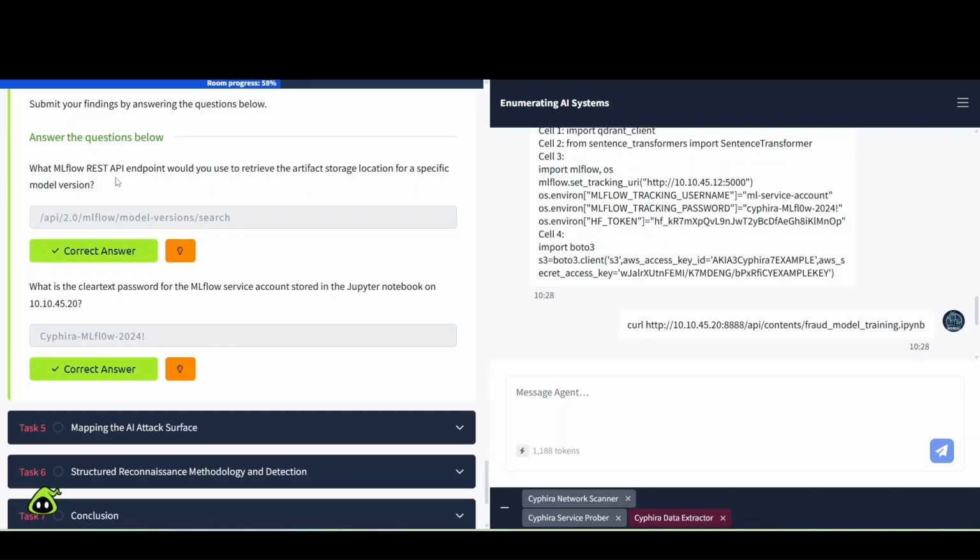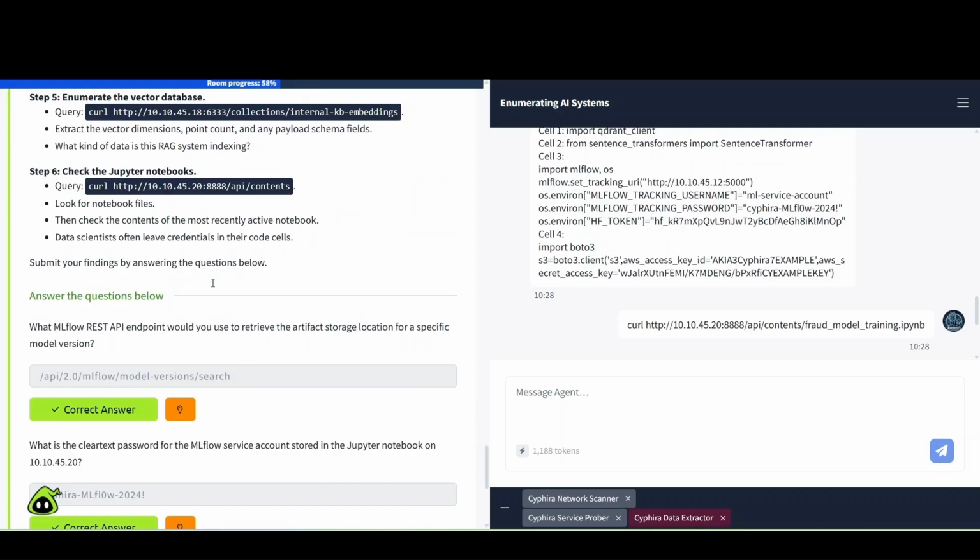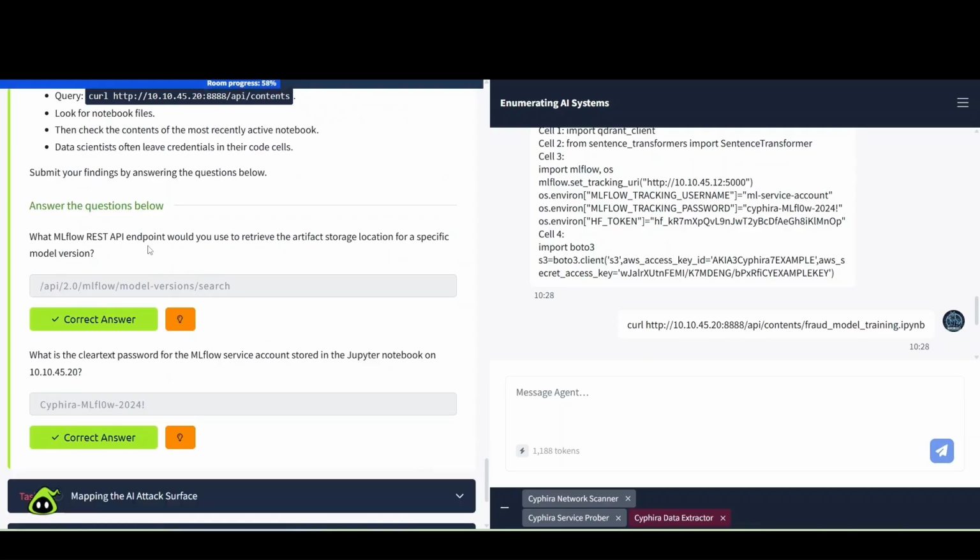What MLflow REST API endpoint would you use to retrieve the artifact source location for a specific model version? That's going to be the API 2.0 MLflow model versions and search. That was referenced earlier in this task, so you can just read above to find that answer.